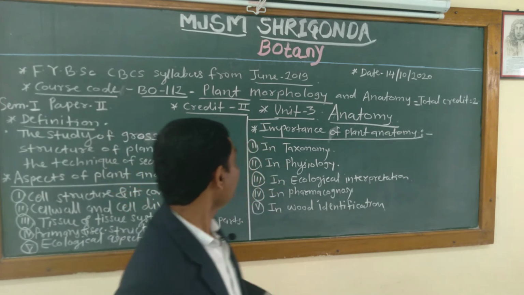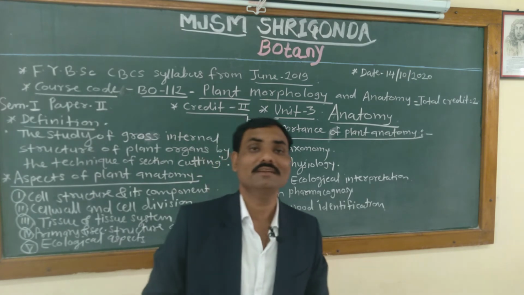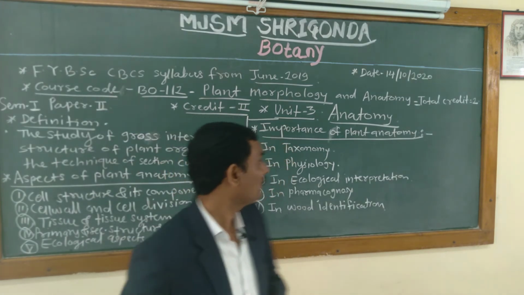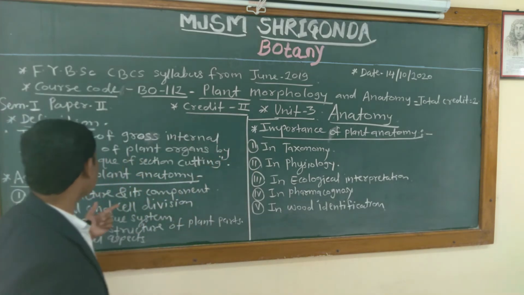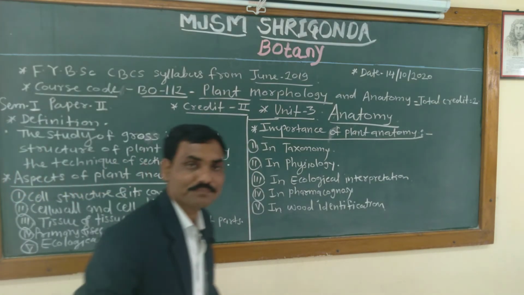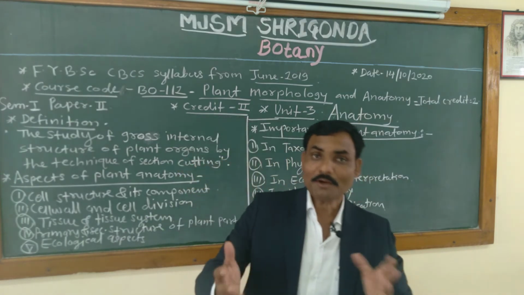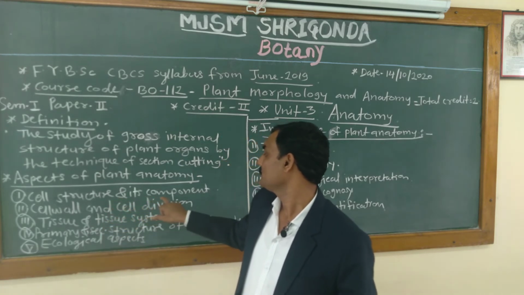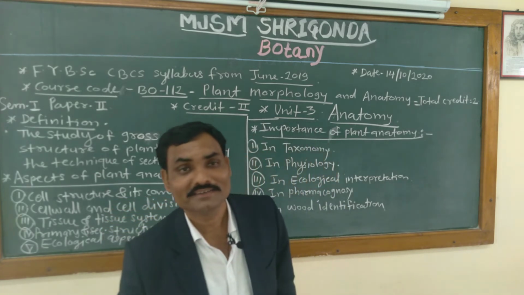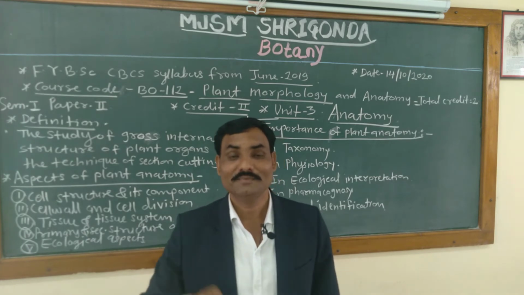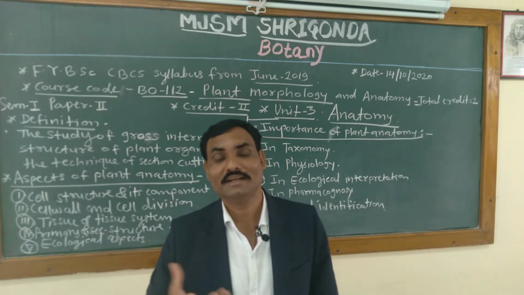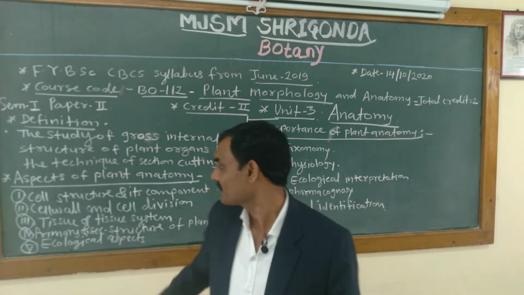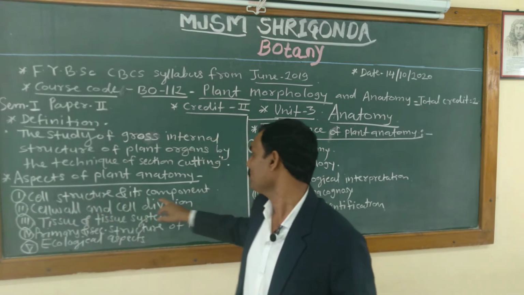Which different points are included in the study of plant anatomy? The first point is cell structure and its components. Which type of cell is there? Which are the different components, the different cell organelles and parts of that cell? What is the function? This is the first aspect of plant anatomy.